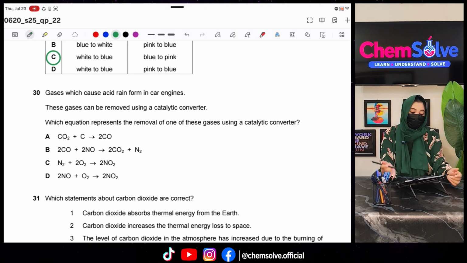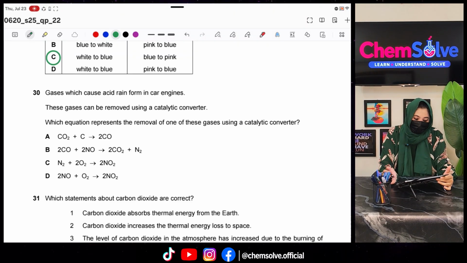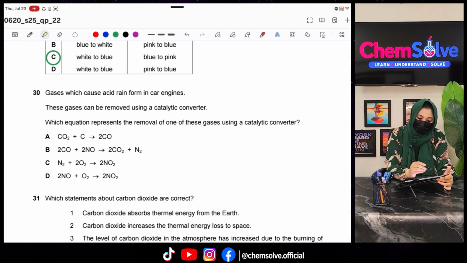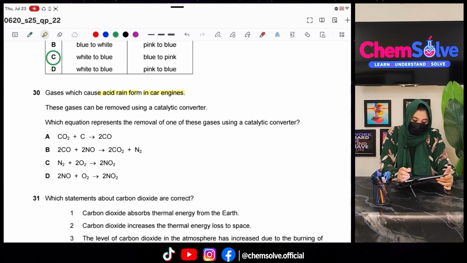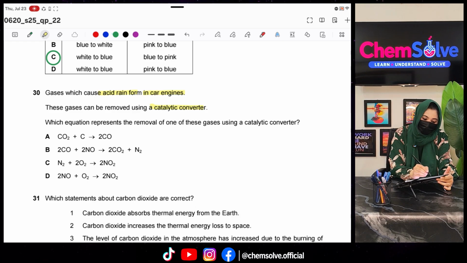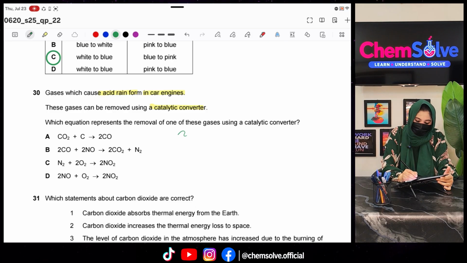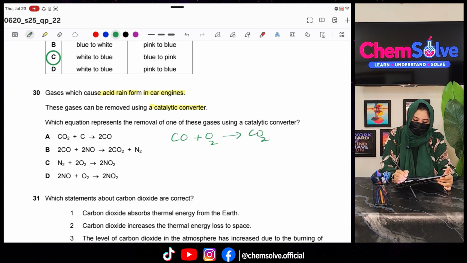So coming towards question number 30. Gases which cause acid rain are formed in the car engine. These gases can be removed using the catalytic converter. Which equation represents one of these reactions using a catalytic converter? Okay, so what happens during the catalytic converter? Basically, there are two gases. Carbon monoxide gets oxygen and changes into carbon dioxide.